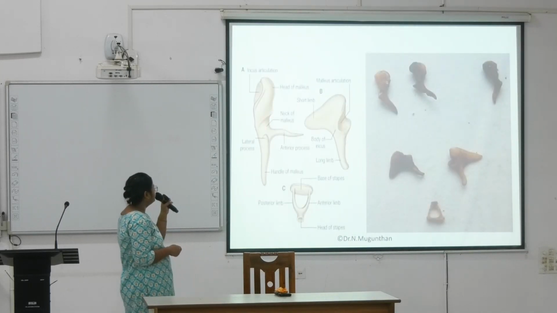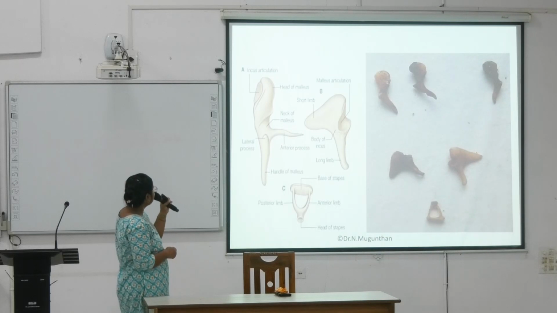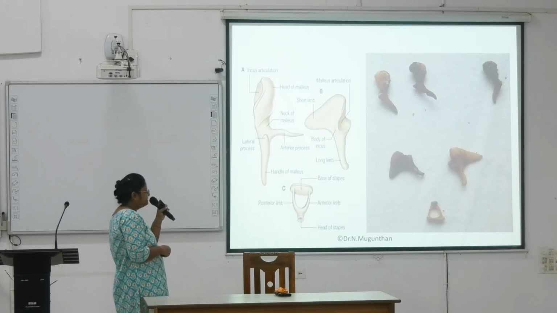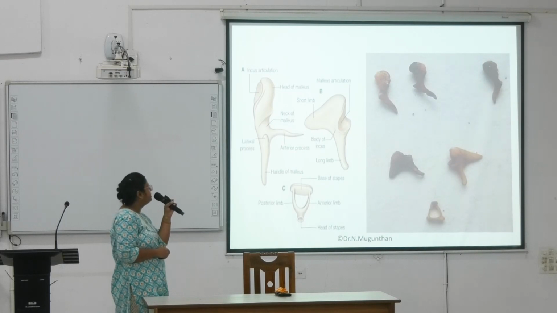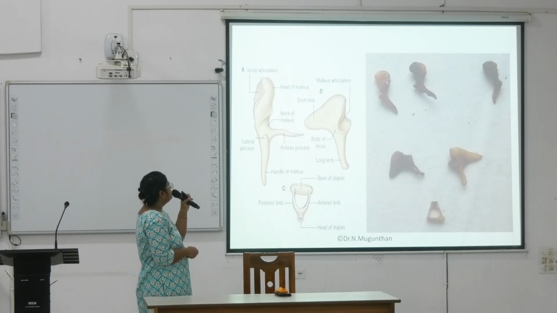These are the 3 ear ossicles. These are removed from cadavers. Okay, here is the malleus, incus, and the stapes. So the malleus has 2 processes, anterior process and lateral process. One is the handle of the malleus. Here is the head and neck of the malleus. So this handle of the malleus is attached to the tympanic membrane, and this head articulates with the incus.